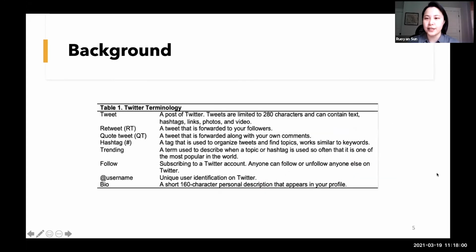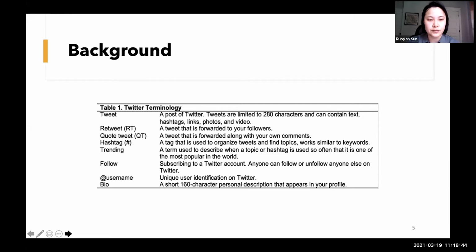Here is a quick summary of some Twitter terminology. I just want to draw your attention to the first two. Tweet is the term that people use for a post on Twitter. You can write text in the tweet, or you can add hashtags, links, photos, as well as videos. Another term is retweet, which is a tweet that is forwarded to your followers. This is similar to the like function on Facebook. There are some other terms if you're interested in, feel free to read them.